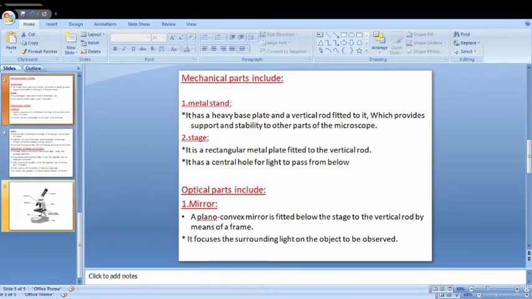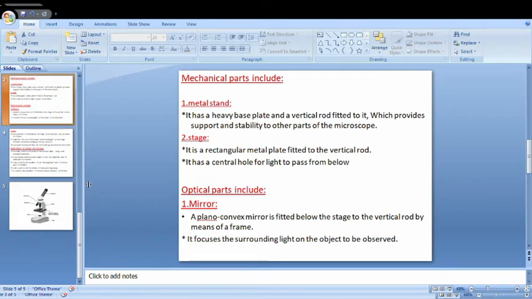It is a rectangular metal plate fitted to the vertical rod. It has a central hole for light to pass from below. As you can see here, it has a central hole for light to pass from below. And optical parts. They include a mirror, a plano-convex mirror.